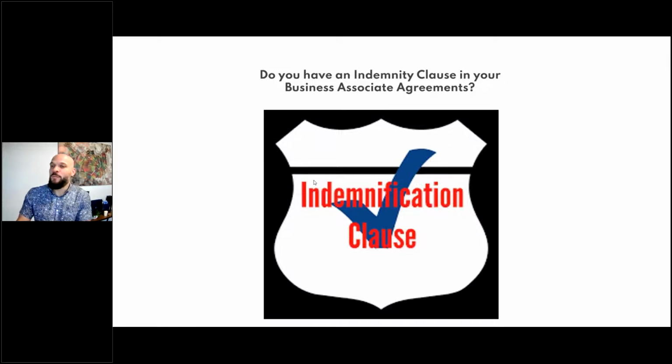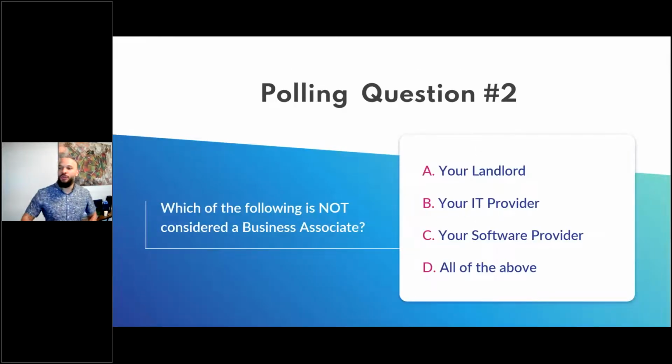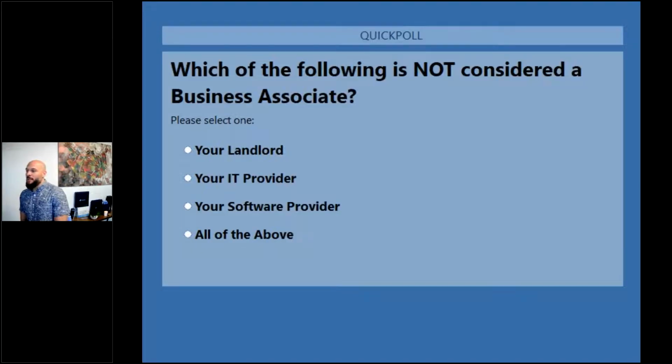Okay. All right, polling question number 2. Get your polling ready. Which of the following is not considered a business associate? Is it A, your landlord, B, your IT provider, C, your software provider, or D, all of the above? All right, I see some answers trickling in. We'll give everyone about 10 more seconds here.